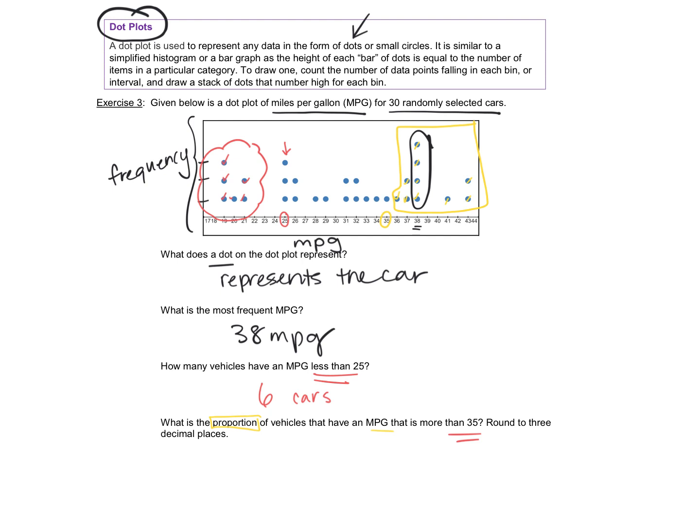But it wants the proportion of vehicles that have an MPG of more than 35. So we're going to take that number 10 and divide by the total number of cars, which is 30. That's 1/3, which is 0.3333, but we could say that it's about 33.3%. It did say round to 3 decimal places, so I guess I could write 0.333 if you wanted to write it that way.